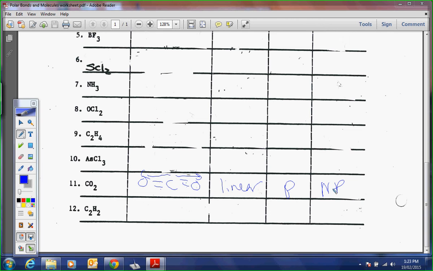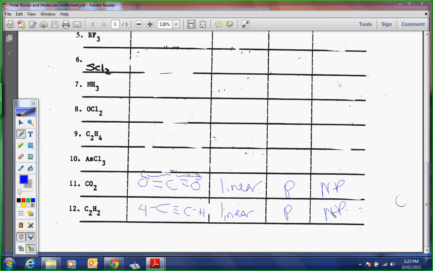C2H2, you might have had to do a dot and cross diagram for. I don't know, but you end up with this. Did you get that? Well done. Shape? Linear. Even though you don't have it as an example, you kind of go, oh, no lone pairs to push it apart, as far away as possible, linear. Bonds are? Molecule is? Good.